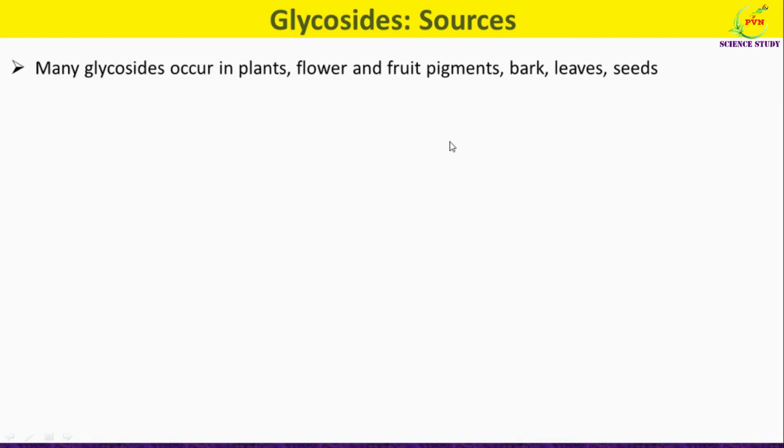Dear students, now we will see sources of glycosides. Many glycosides occur in plants, often as flower and fruit pigments. A very common example of this type of glycoside is anthocyanin. Some of the glycosides are also found in the bark, leaves as well as seeds of the plant.